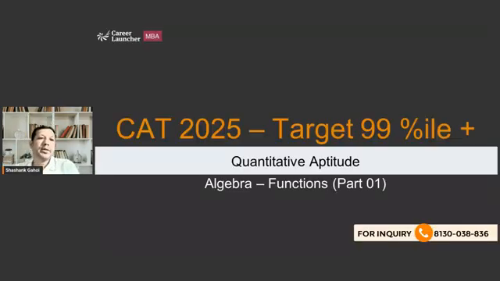Hello. Let's start CAT 25 target 99 percentile plus. Today we are going to cover algebra functions part 1.